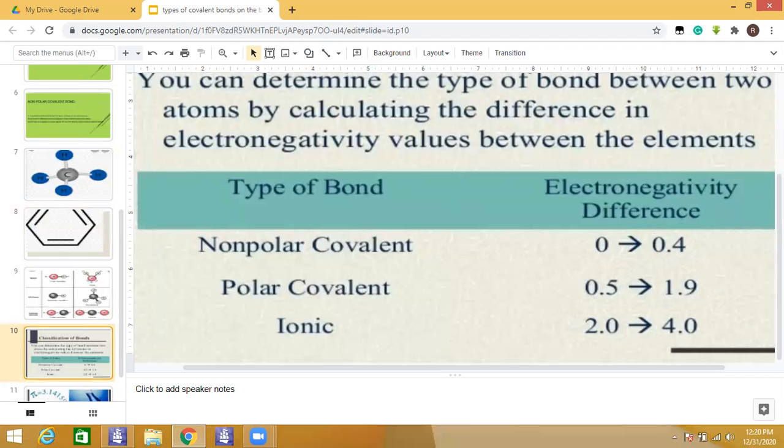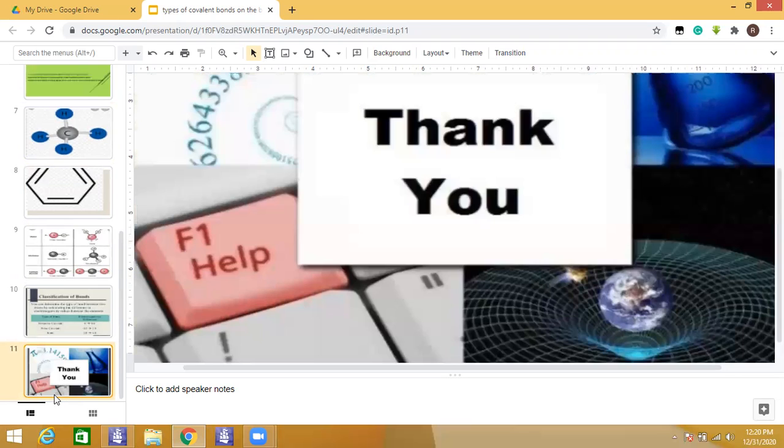So that is all about the types of bond, particularly the types of covalent bond on the basis of polarity. I hope you got it.